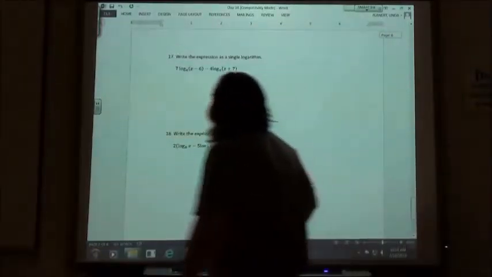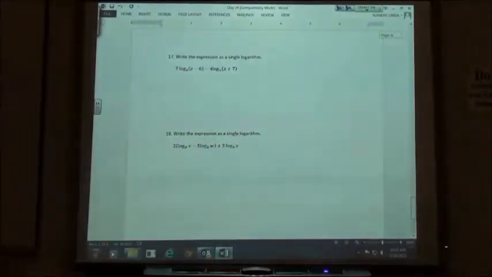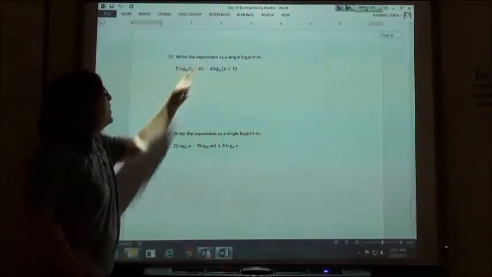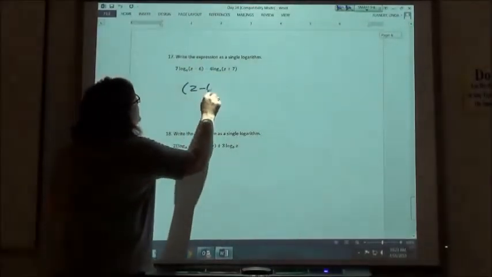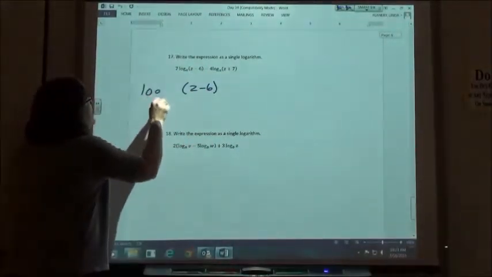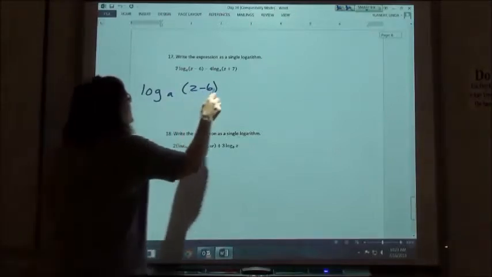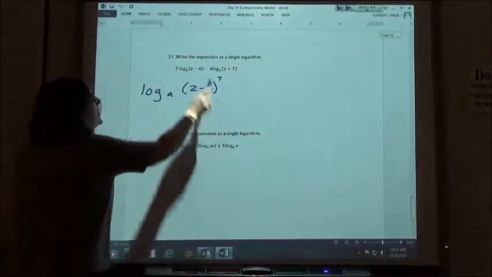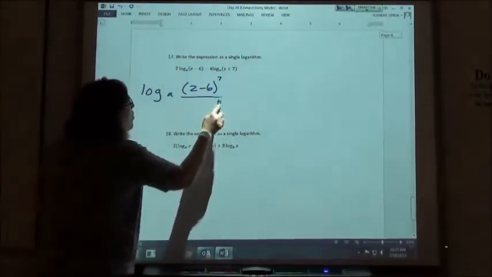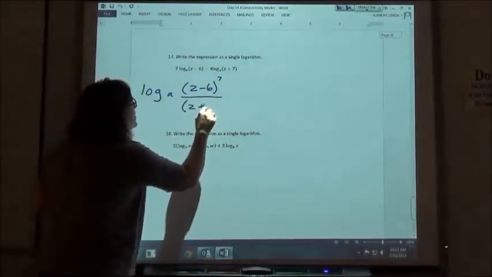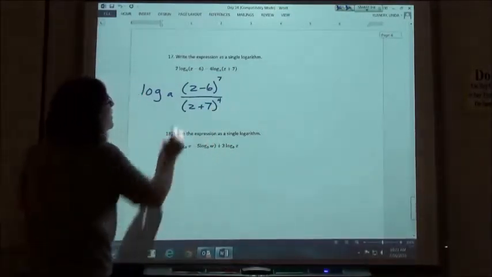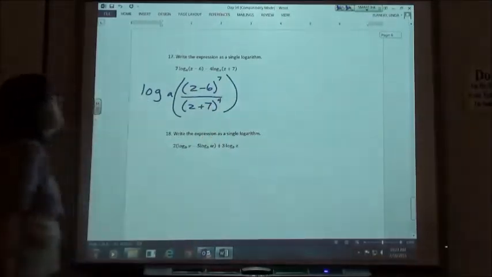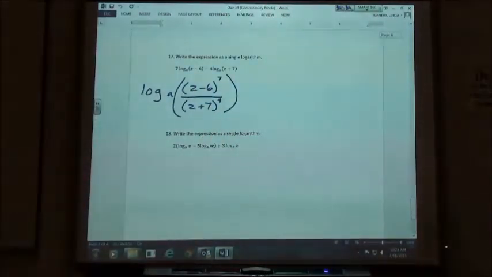So number 17 looks a little bit trickier because now they threw some parentheses on there, but this becomes this exponent. So I would have log base a, z minus 6 to the 7th power. This is subtracting, so that's going to be over z plus 7 to the 4th power. And then again, on Alex, they probably put parentheses around that whole big thing when you try to type it in.